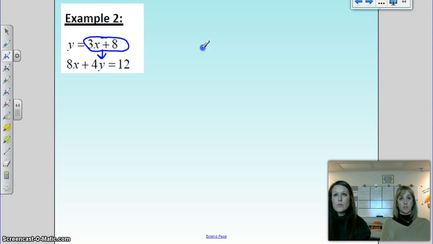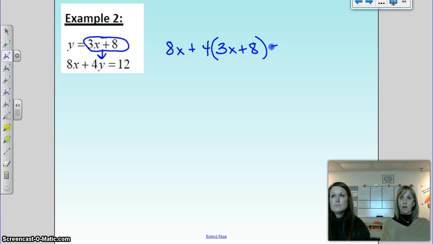So I'm going to rewrite this whole thing. Now you rewrite the second equation. We're done with the first one for right now. So the second equation, you write down 8x plus 4. Instead of y, you put parentheses and plug in what y is. That was 3x plus 8, equals 12.